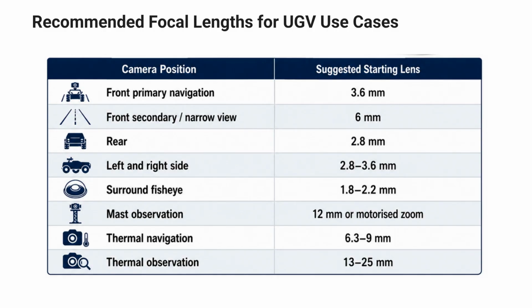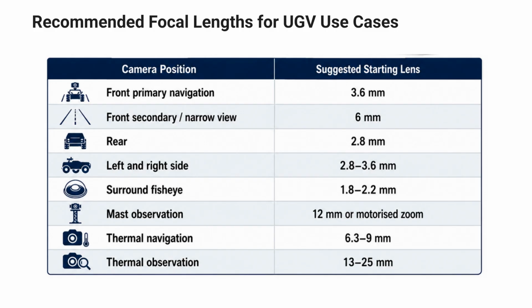This table provides a practical starting configuration for selecting camera lenses on an unmanned ground vehicle. The front primary navigation camera uses around 3.6 millimeters for a balanced view of the path ahead. A 6mm secondary front camera provides a narrower view with better target detail. Rear and side cameras use shorter focal lengths for wider coverage and fewer blind spots.